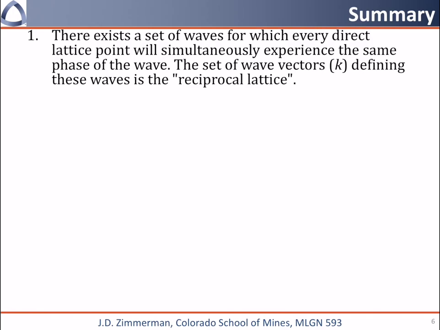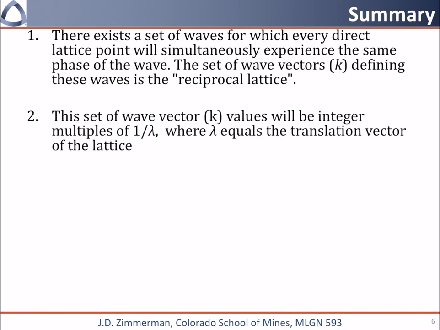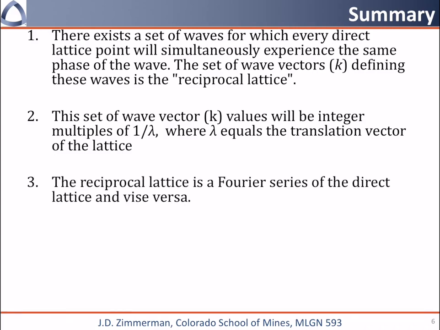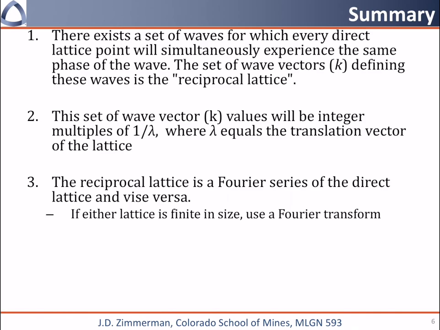In summary, there exists a set of waves for which every direct lattice point will simultaneously experience the same phase of the wave. This set of wave vectors, or k values, that defines these waves is the reciprocal lattice. This set of wave vectors, or k values, will be integer multiples of 1 over lambda, where lambda equals the translation vector of the lattice. The reciprocal lattice is also the Fourier transform, or Fourier series, of the direct lattice, and vice versa. If either lattice is finite in size, you have to use the Fourier transform.